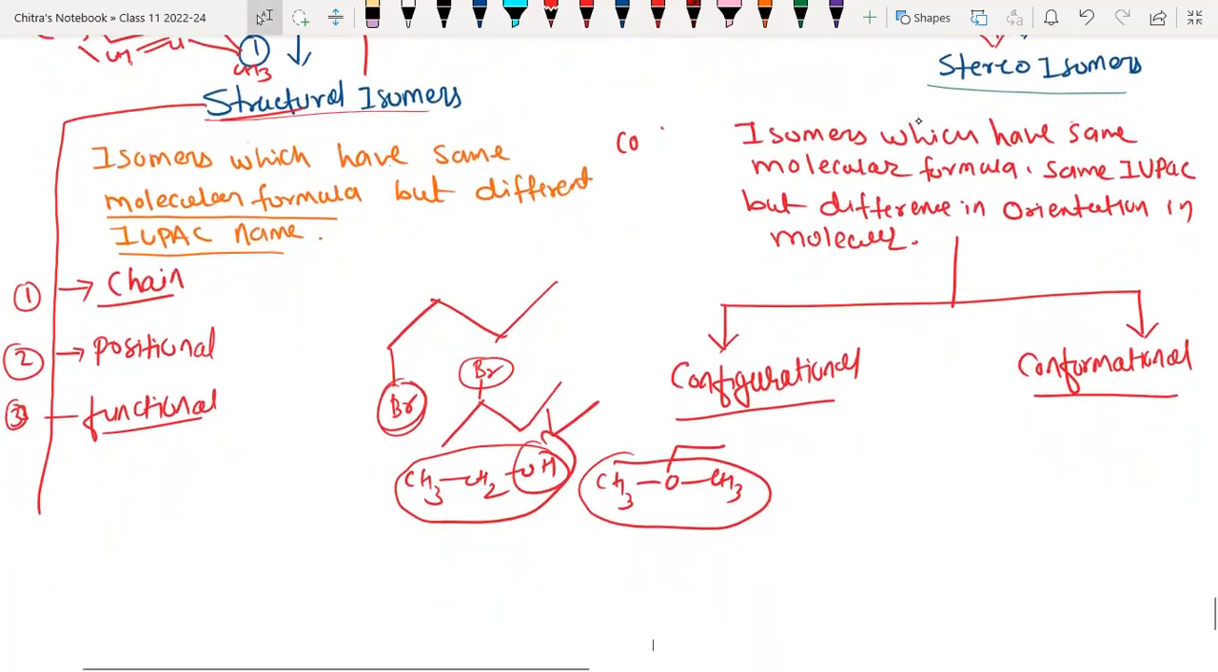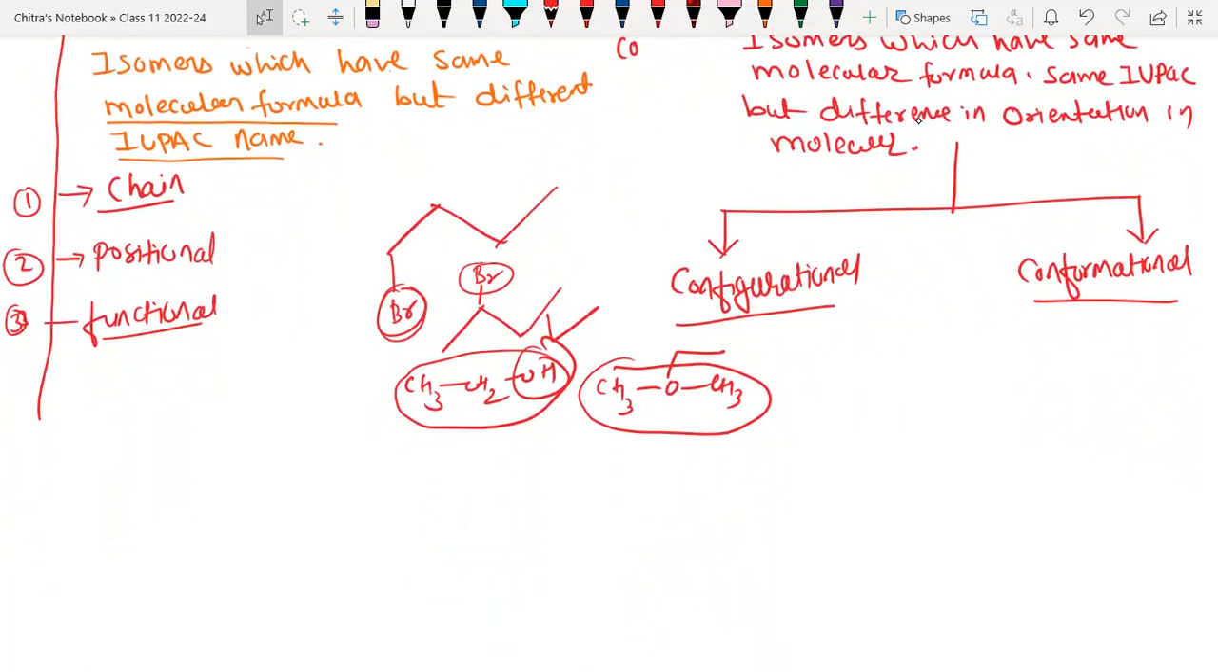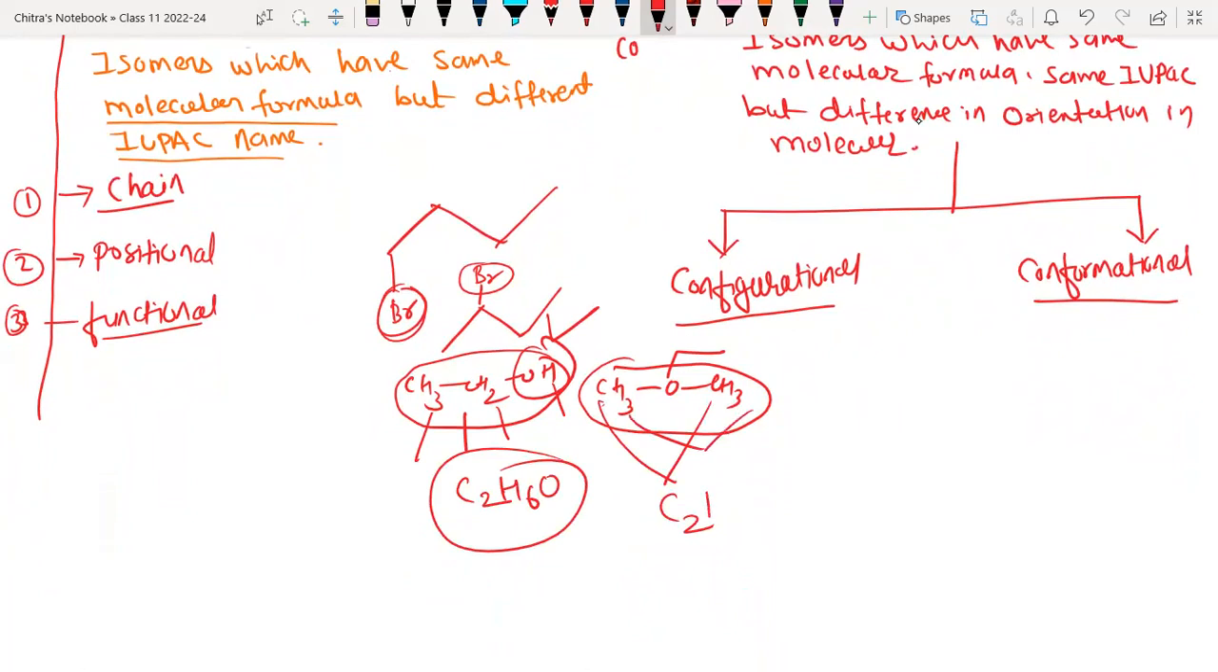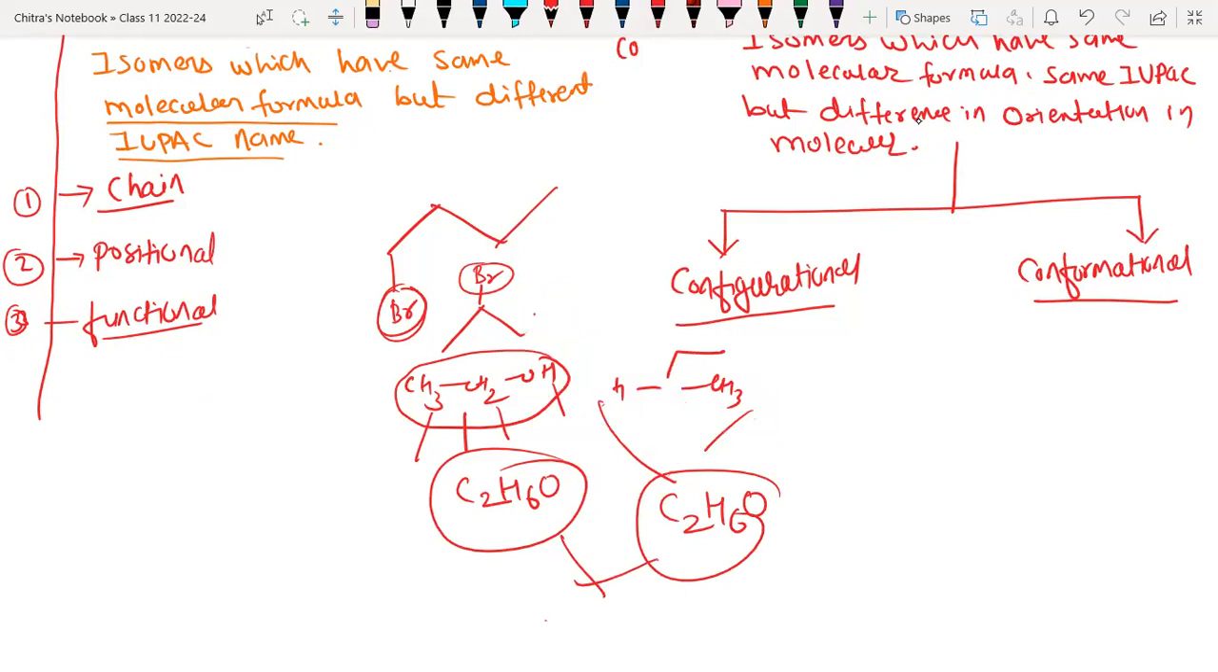Everyone do reply. See, here we have 2 carbon, so I'm writing C2. Hydrogen we have 6. So C2H6O, with 1 oxygen, is the molecular formula for both. So the molecular formula is the same for both, but they have a difference in their functional group. Hence, it is again structural isomers.